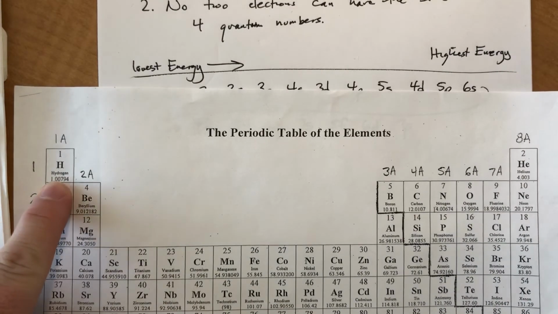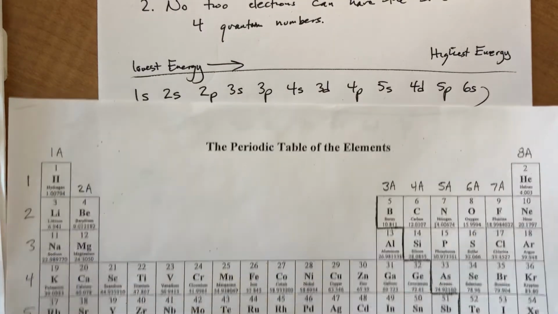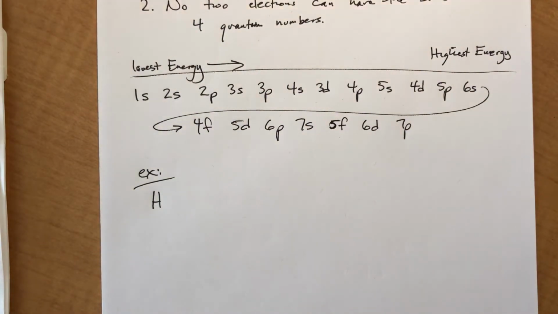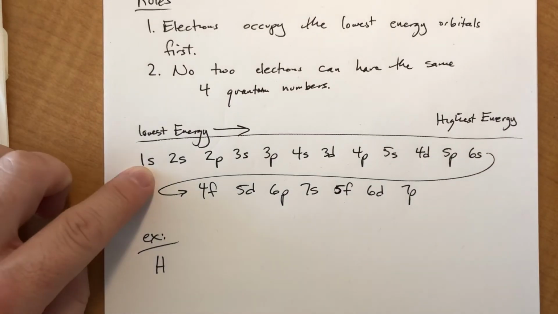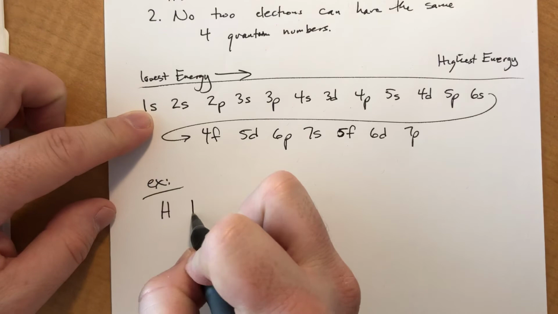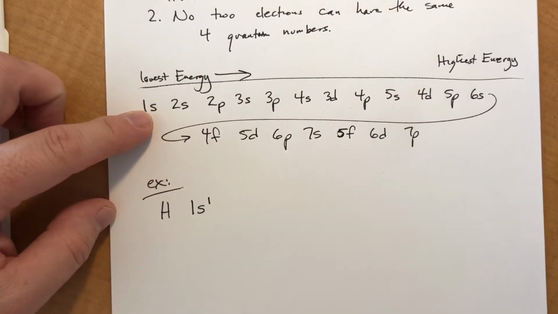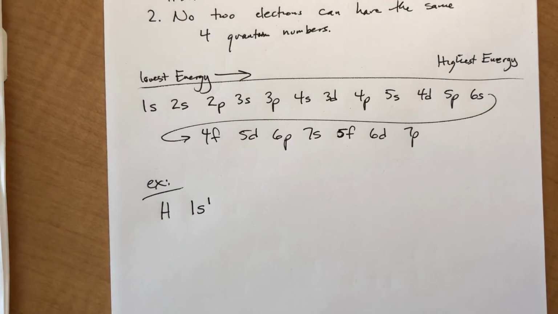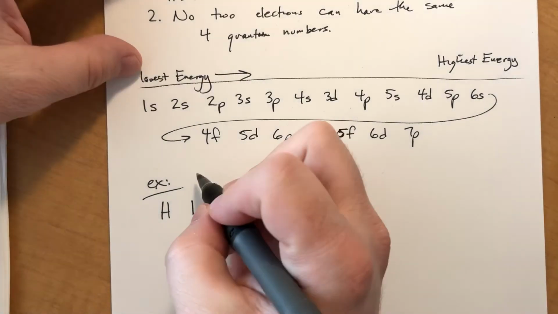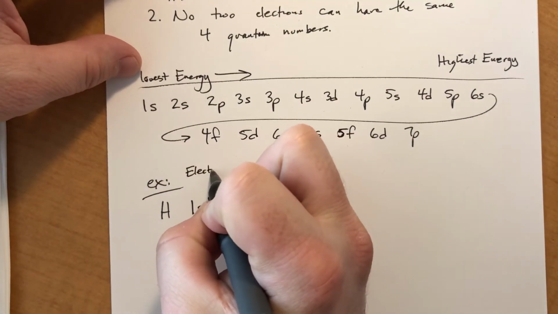Hydrogen is element 1. If it doesn't have a charge, it should have 1 electron. Okay, so we start at the lowest energy. That would be 1s. This can hold up to 2 electrons, but we only need to put 1 in there. So 1s1. Pretty boring, but that's the answer. So these are electron configurations.